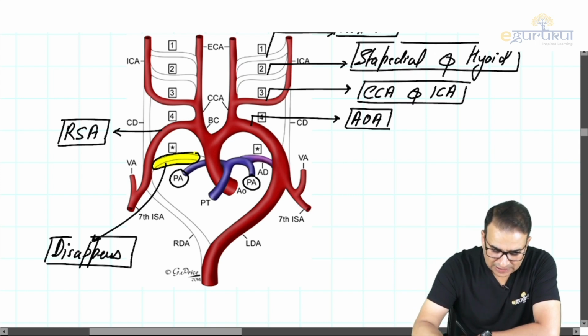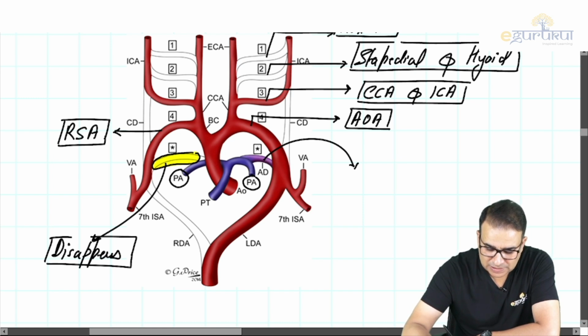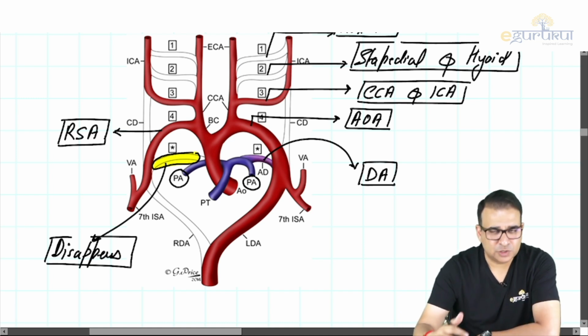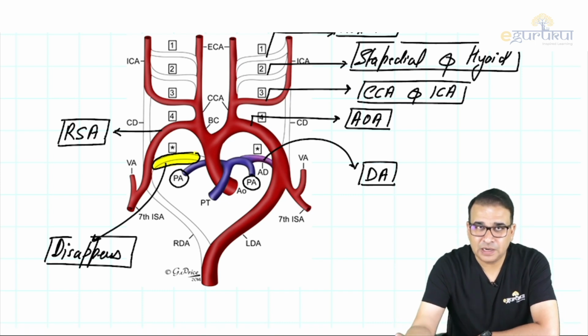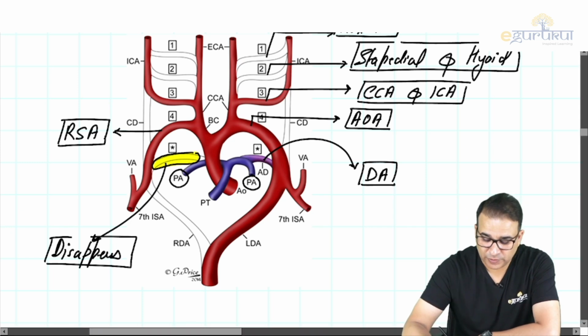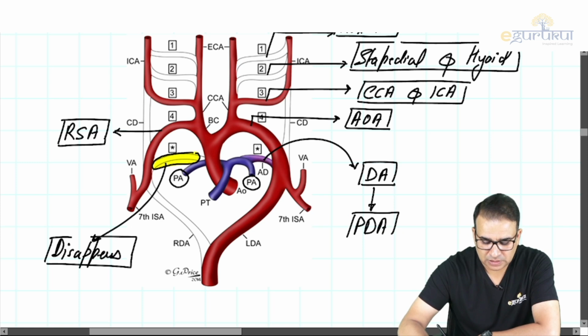On the left side, the distal part of the left sixth arch artery will persist in the form of the ductus arteriosus. The ductus arteriosus obviously after birth will close and become the ligamentum arteriosum. Now that's the normal remnant here. But if the ductus arteriosus fails to close, that will give rise to the patent ductus arteriosus.